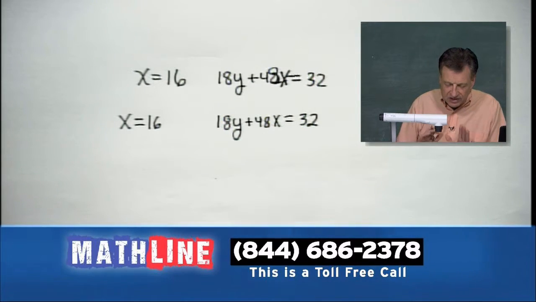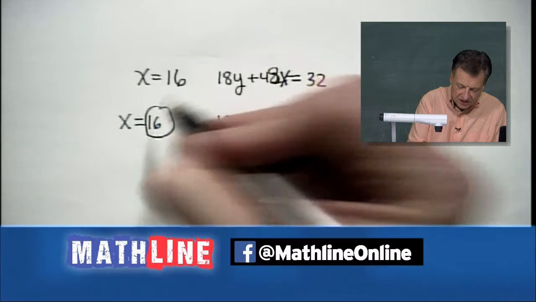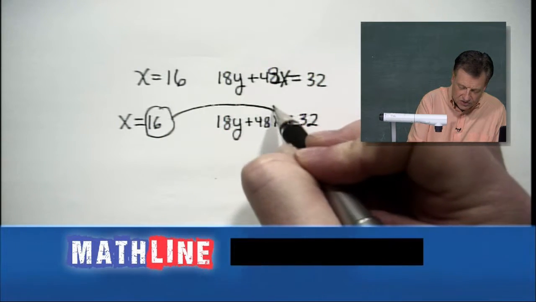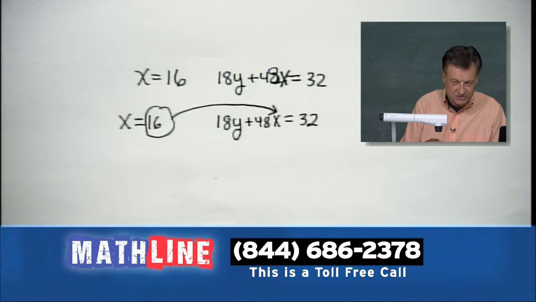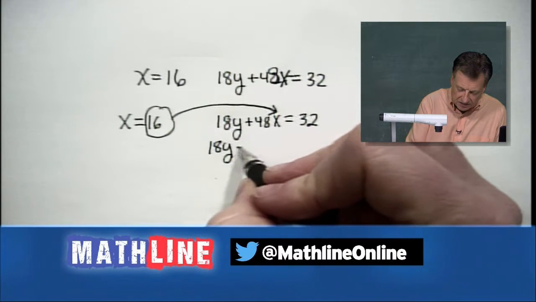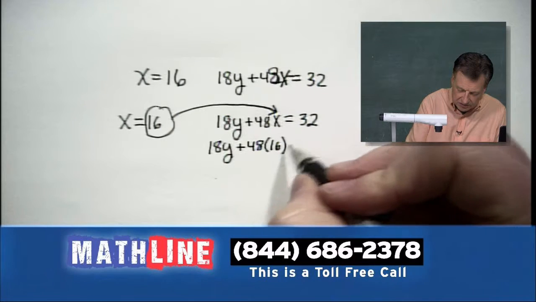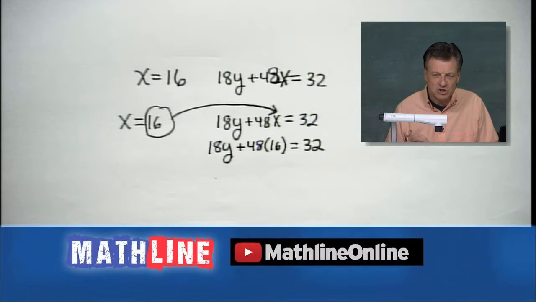Yes. So the deal is we know x, so we're going to use x, which is 16, and we're going to bring it right over here like a little missile hunting it down. Here's the x. And we're going to substitute that right in there. So we got 18y plus 48, and I'm going to put a 16 in there. And that's supposed to equal 32. So far, so good? You see where I am?